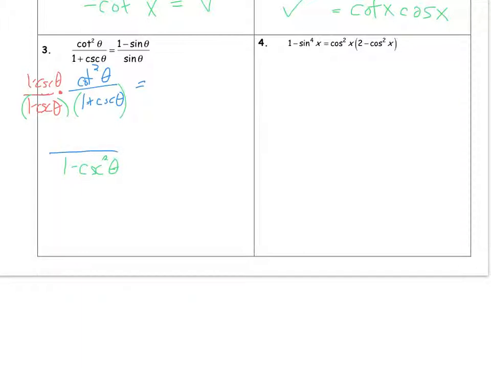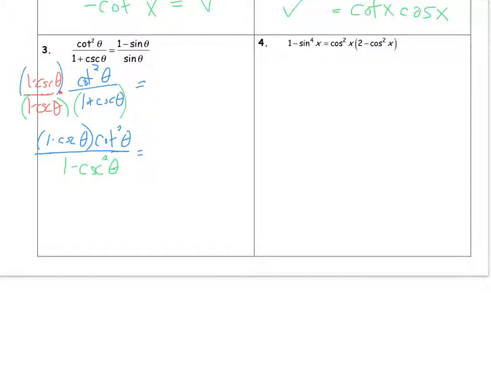Well, the top is a little bit of a mess. I mean, let's admit that for now. We have this quantity right here, 1 minus cosecant theta, and it's being multiplied with cotangent squared theta. And then, of course, we still have our right-hand side. Looks like we made things worse. But wait just a moment.